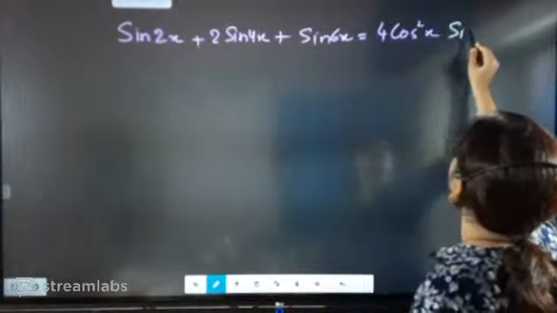What have we done? First I have taken sin 6x plus sin 2x together and utilized the formula sin a plus sin b, that is 2 sin (a plus b)/2 into cos (a minus b)/2, plus 2 sin 4x. I kept it on one side because I did not want that part.